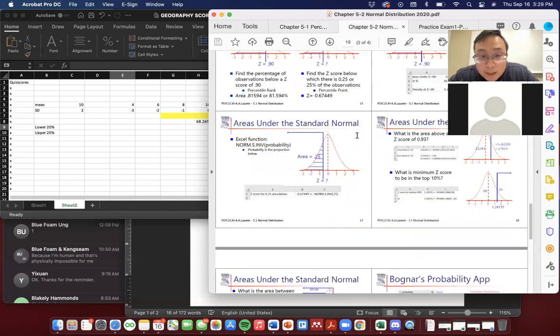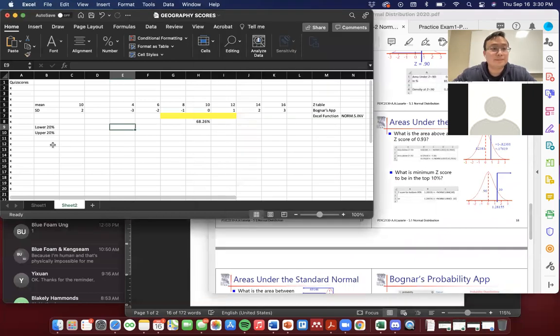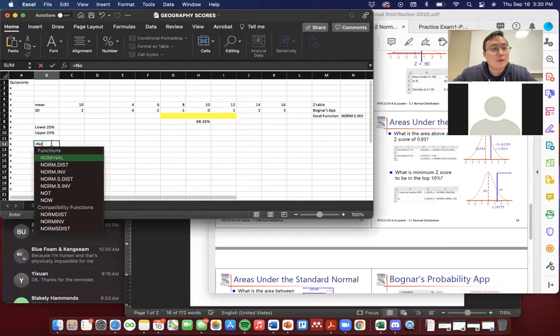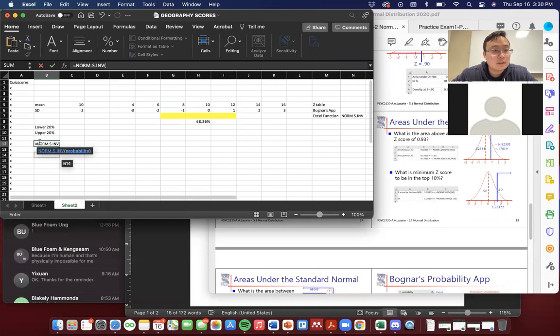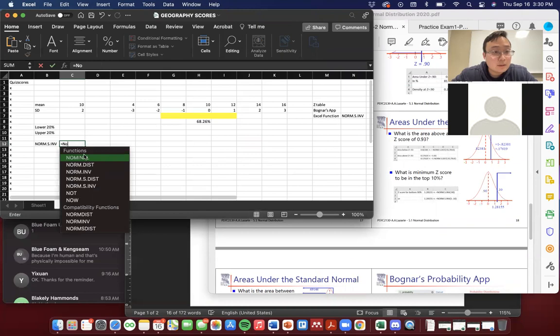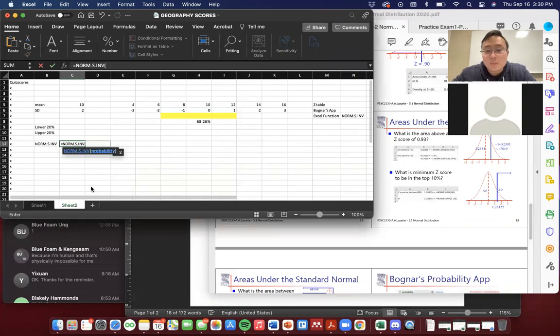Right. Get it. Oh, right here. NORM.S.INV. I'm just going to do that so you actually see what it is, and I'll do the actual one over here. NORM.S.INV. We want the bottom 20%, right?